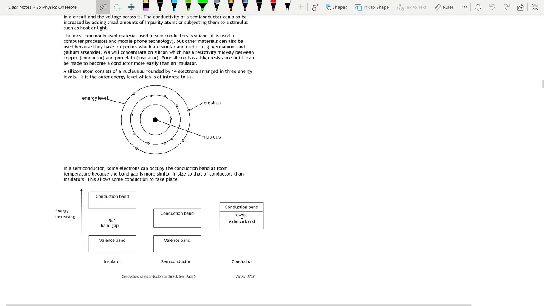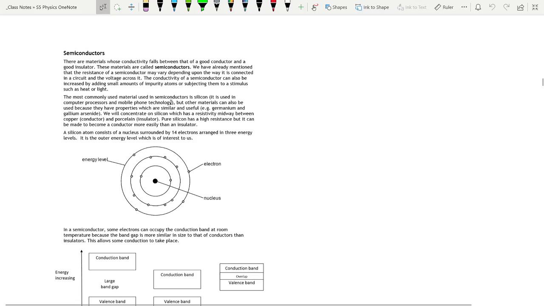Obviously, it's not the same as a conductor. There's no overlapping. There is still a band gap, so you still do need some energy to allow it to conduct, because a semiconductor doesn't conduct at room temperature, but it is relatively easy to allow them to conduct if you add a stimulus such as heat or light, like light-dependent resistors. The most commonly used material is silicon. Pure silicon has a high resistance, but it can be made to become a conductor more easily than an insulator.